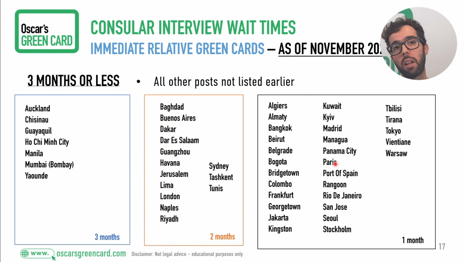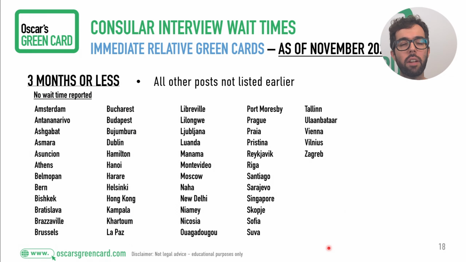And now one of the last screens is 3 months or less, and here we have categorized in 3, 2, or 1 month. We have in blue those posts with 3 months of estimated wait time. Here in orange we have the ones with 2 months, and here in black we have 1 month wait time. So I'll give you a second to pause the video, and we are going now to see the posts with no estimated wait time reported. And these are the countries with no estimated wait time reported. I'll give you a second to pause the video and find your US consulate of interest.